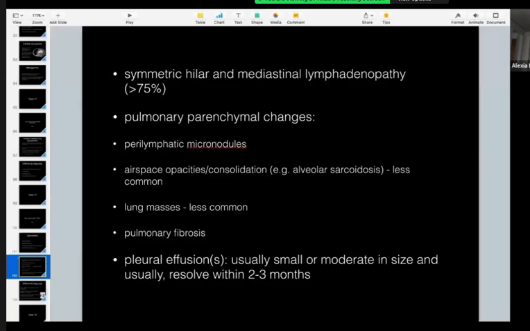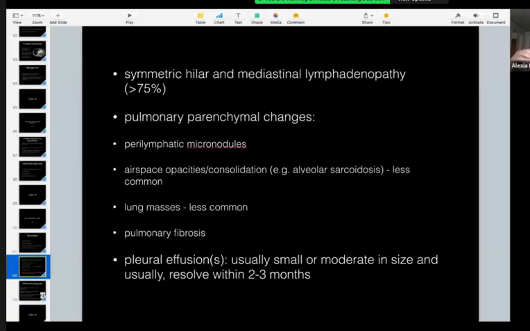And then you can get some pulmonary parenchymal changes as well because of perilymphatic micronodules, which are seen. So you see the fissures being sort of dotted with lots of nodules. Airspace opacities or consolidation in alveolar sarcoidosis is a bit less common, but we saw it in this case as well. Lung masses are less common.